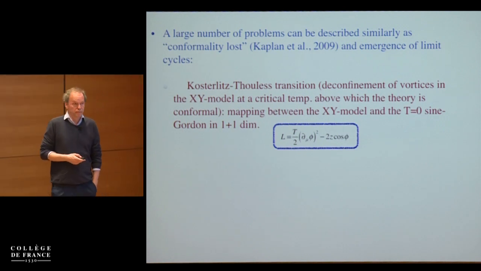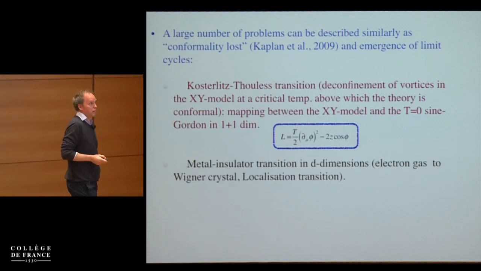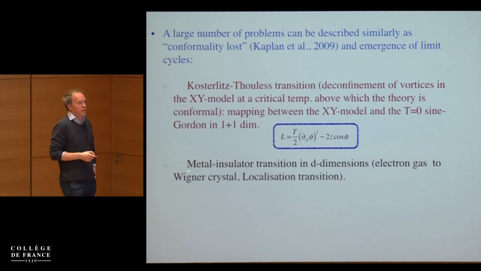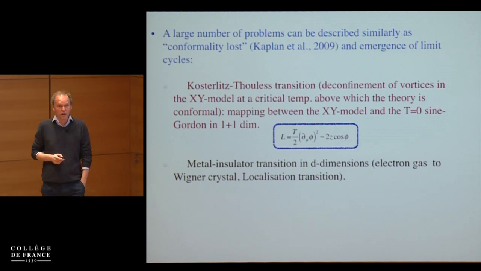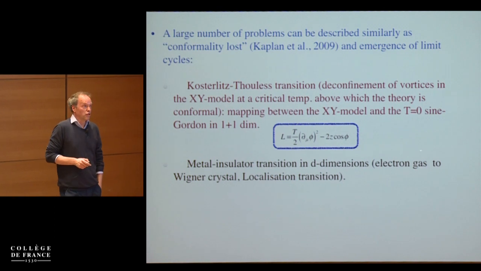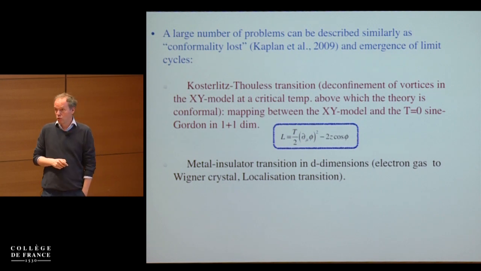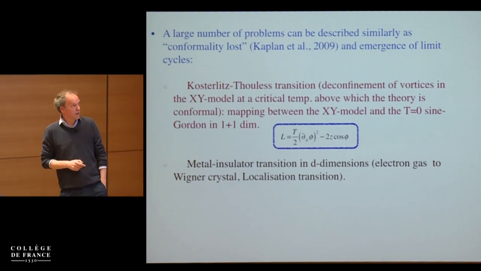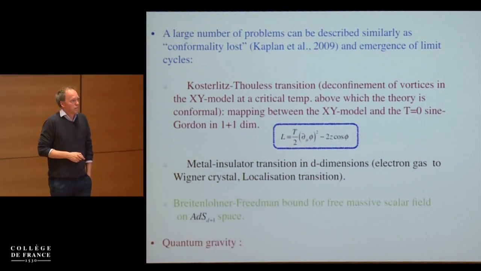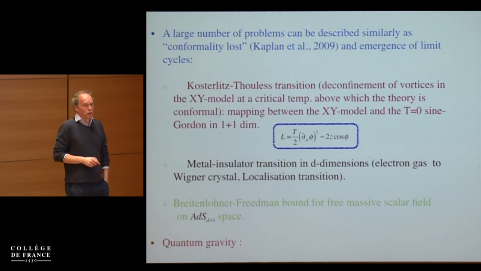Another set of problems is the metal-insulator transition in d dimensions, the transition between electron gas and the Wigner crystal, which can be described in the same way, and the localization transition. In fact, this idea was brought in many years ago by Gérard Toulouse here at Orsay at the time.